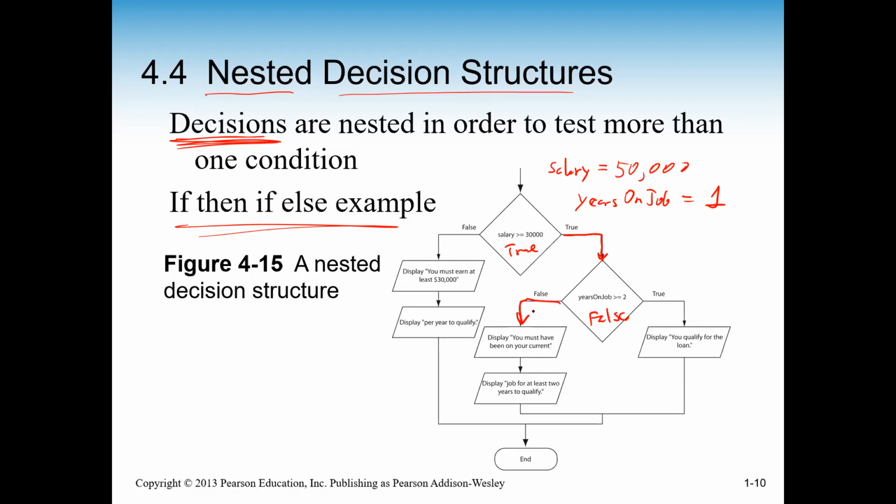And it says display, you must have been on your current job for at least 2 years to qualify. And so the program, fortunately, gives you that message. And now you finish up and you continue on to the end. And that's the sequence that you took. If it was true, then you'd go into you qualify for your loan or whatever, and so on. So that's the idea as the data is flowing through these flowcharts.